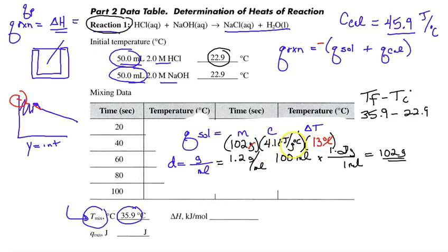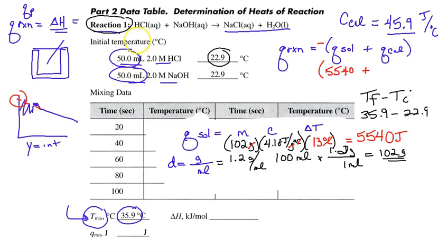Everything should cancel except for joules. So let's go find 13 times 4.18, the specific heat of the water, which by the way is about the same as the solution since it is a dilute solution, times 102. So I get total Q is 5540, making this 3 sig figs, in joules, and that's what this is right here.